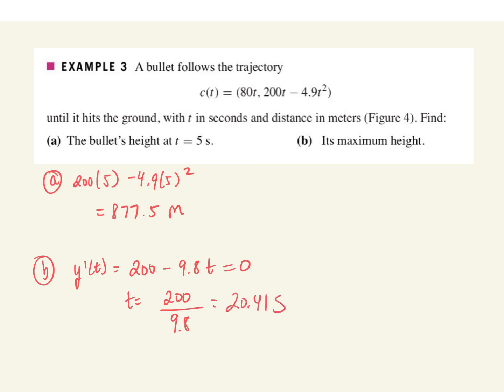20.41 seconds. So that's when it's going to occur. We take that, we plug it back into the y coordinate. So y of 20.41 comes out to be approximately 2,041 meters. So that went into that 200t minus 4.9 t squared.